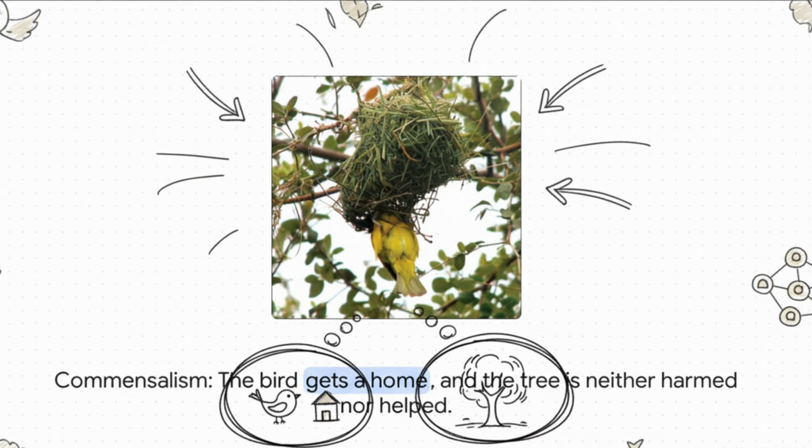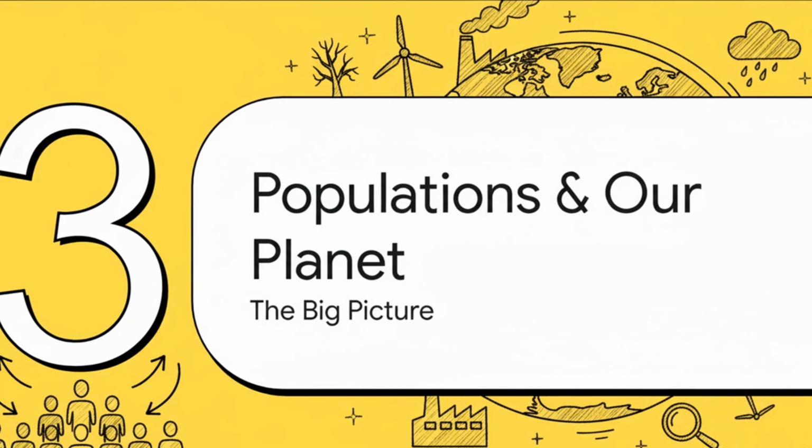We'll also dig into the fascinating ways that species interact. Here, you've got a bird building this amazing nest in a tree. The bird gets a safe home, which is great for the bird. And the tree? The tree is neither helped nor harmed. It just doesn't care. This relationship is called commensalism, and it's just one of the many ways the web of life gets woven together.